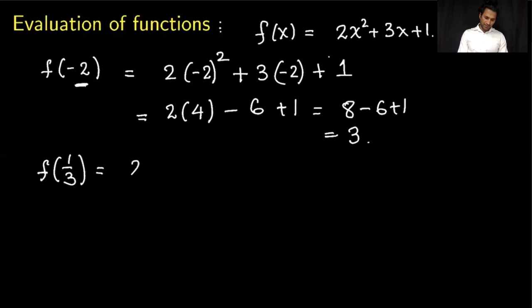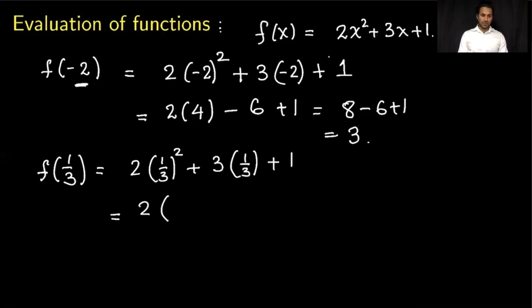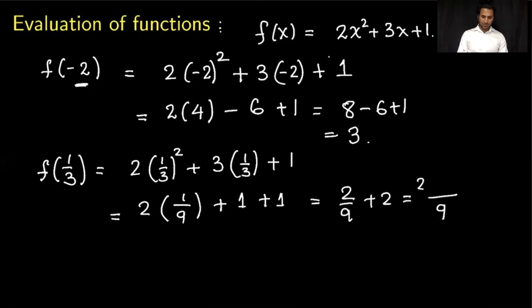Then I will take the placeholder again the same way: the square of that, 3 times this, and plus 1. Wherever I see the placeholder, I place 1/3 in there. And then I will simplify. This will be 2, and the square of 1/3 is 1/9. And 1/3 times 3 is 1, plus 1. So this will be 2/9 plus 2. And you can simplify further. That will be 2 plus 18 over 9, or in other words, 20/9.